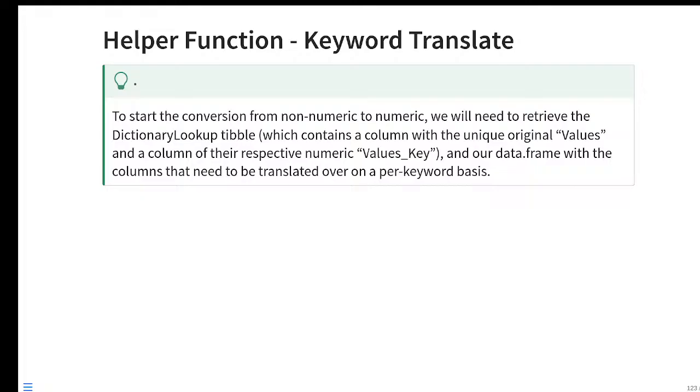So to start this conversion, we're going to need to retrieve the dictionary lookup tables, which contain our paired unique original values column and the numeric equivalent values key column, and then our data frame, which is where we're going to convert the corresponding column to translate it into the numeric appropriate keywords that need to be used when you're internalizing it to a FCS file.